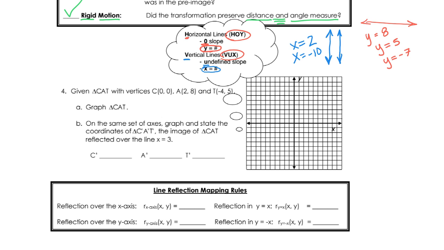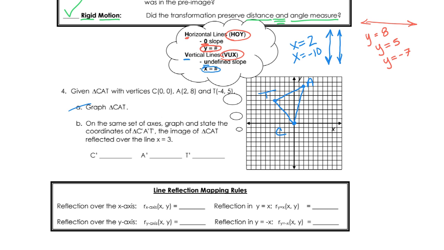All right, so number 4, it says given triangle CAT with vertices at (0, 0) for C, (4, 8) for A, and (-4, 5) for T. Okay, we'll draw it, and if you can, use a straight edge. And part A is finished.